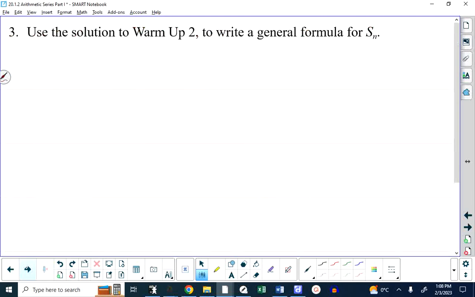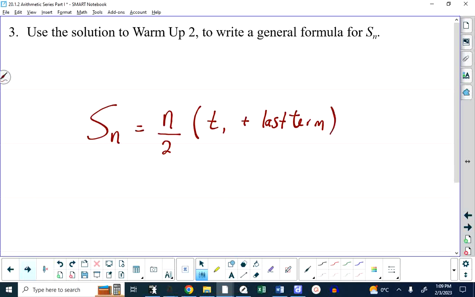So the next question says, write a general formula for Sn. Well, the sum of n terms will be the number of terms divided by 2. We have to divide by 2 somewhere. And I'm just choosing to divide by 2 here. Multiplied by whatever the first term plus the last term is. Now, we're not done. That's not the formula. Okay, that is not the formula. The last term is T sub n. And I'm going to ask everybody to think about why that's the case. If I'm finding the sum of n terms, why is Tn the last term?